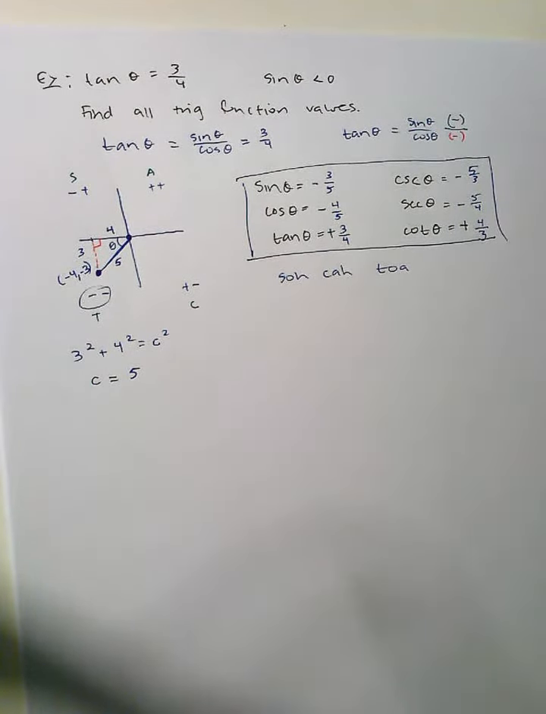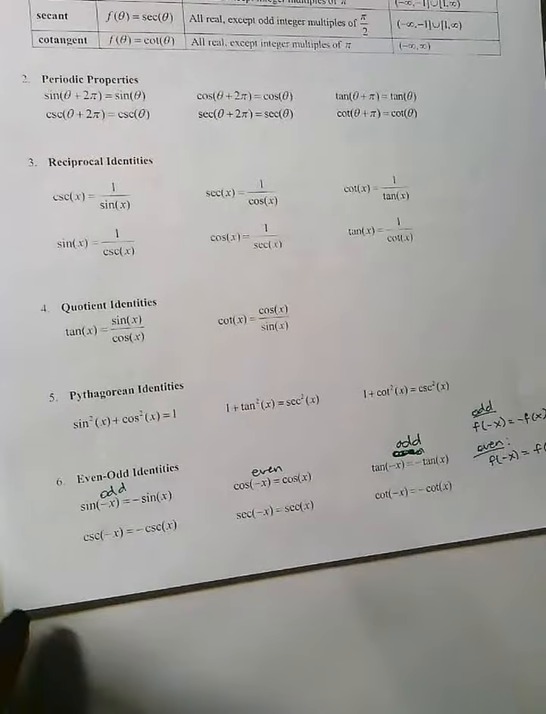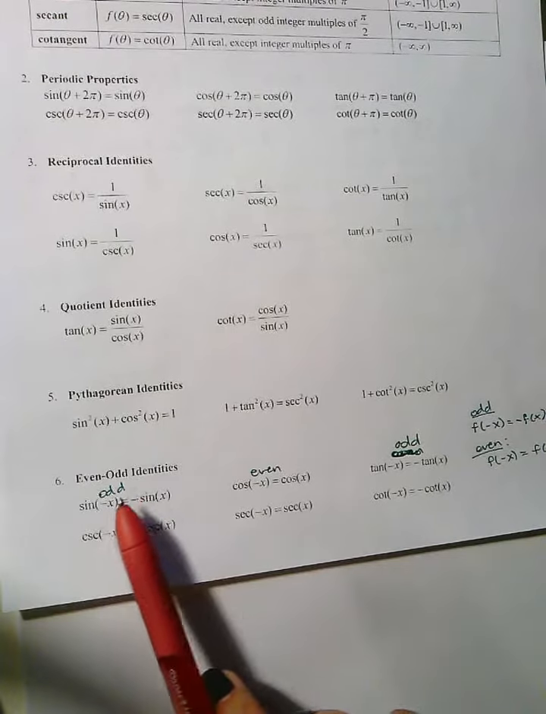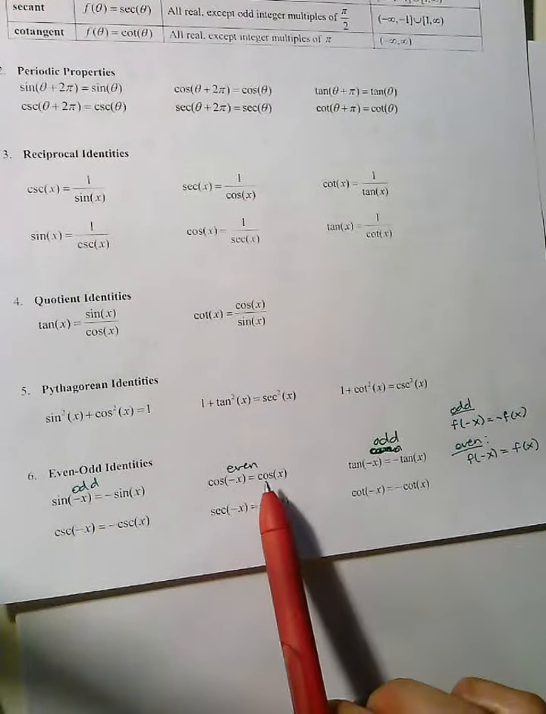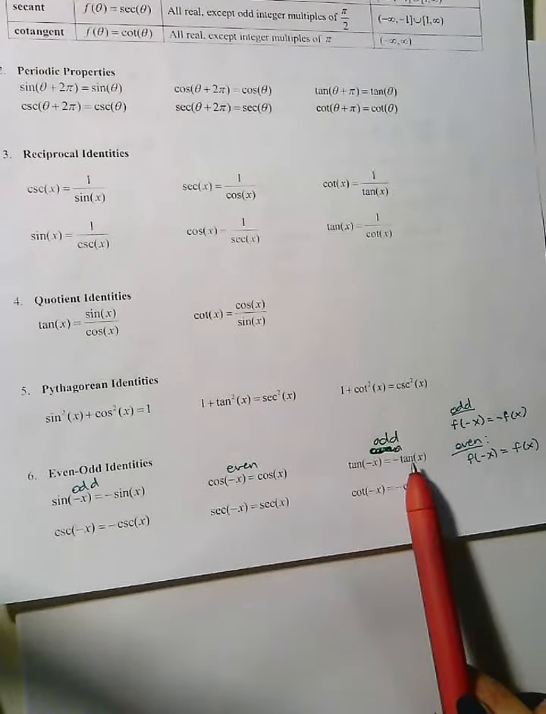Let's go ahead and do one more example, and for the next example I want to use the even-odd properties. For the even-odd properties, we know that the sine function is an odd function, cosine is an even function, and tangent is an odd function. So how do we know whether each of these is odd or even? If sine of negative x is equal to negative sine of x, this is odd. For the cosine function, cosine of negative x is equal to cosine of x, and for the tangent function, tangent of negative x is equal to negative tangent of x.